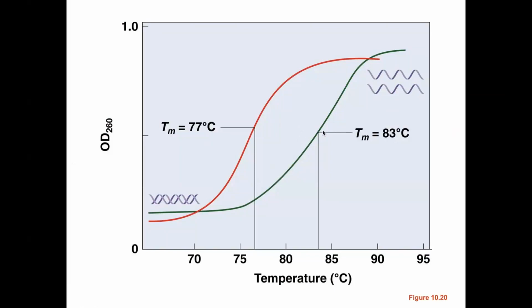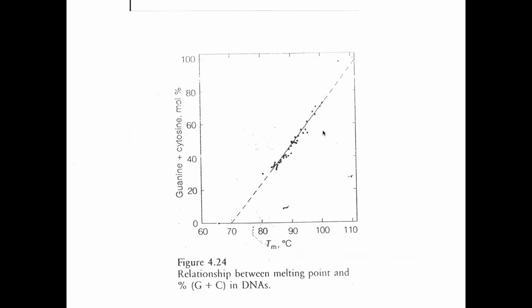Well, it's because there's probably more hydrogen bonds to be broken, meaning that there's a higher GC content. So again, the higher the TM value between any two different double-stranded DNA samples, the higher the GC. The higher the GC content, the higher the TM value. So again, there's a direct proportionality here. Here's GC content on the one axis, here's the TM value on the other. So you can see there's a linear relationship here.